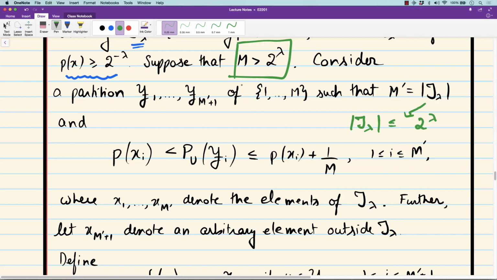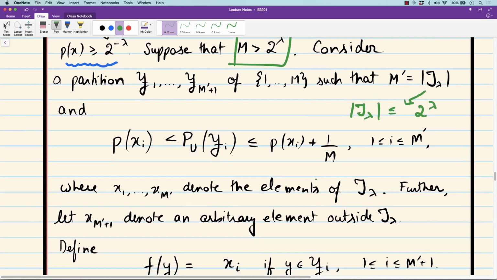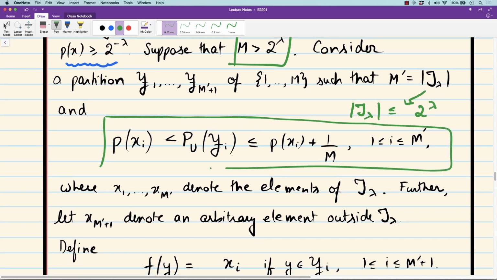What do we want out of this partition? If you take any element x i, remember there are m prime elements in T lambda, what we want is that each part has probability between P x i and P x i plus 1 by m. So the question is, why can we do this? Or rather, how can we do this?